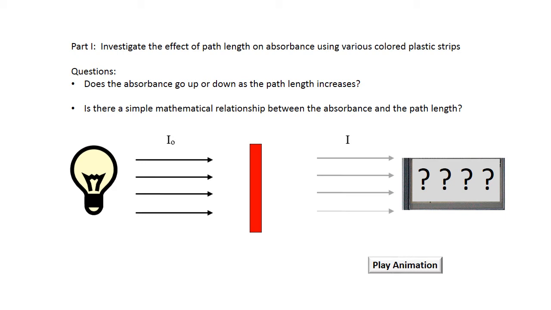As I put more strips in, it's going to look like this, and it's going to look like that, and it's going to look like that. So I'm getting a longer path length, and I get to watch what happens to my absorbance over on the other side. If we switch that around and think we want to look at concentration, we're going to look at the mathematical relationship between the path length it goes through and also the absorbance that we see.